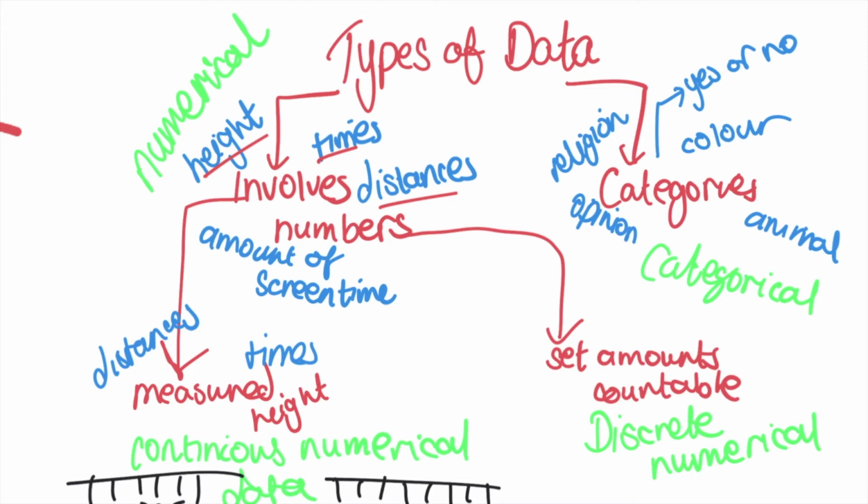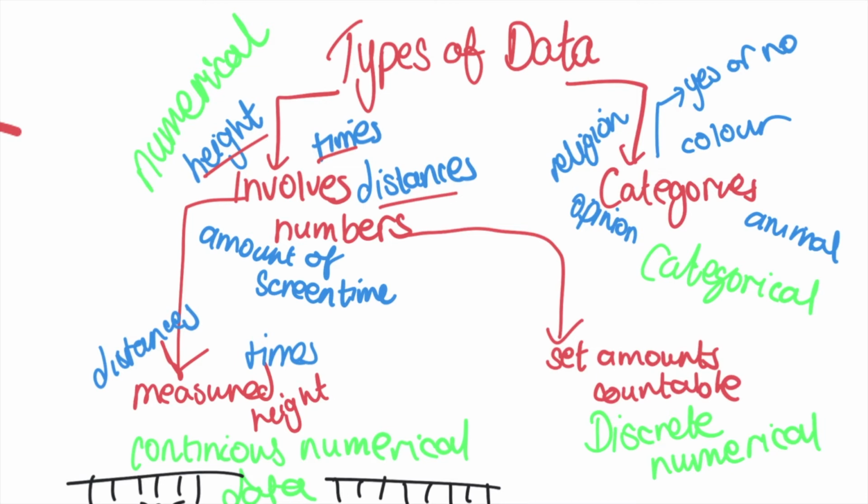So those are the main types of data, numerical or categorical. And if you're looking at numerical, you can either get continuous numerical data, so that means you're measuring it, there's decimal points, or set amounts of data, discrete numerical. So in green are your main types.